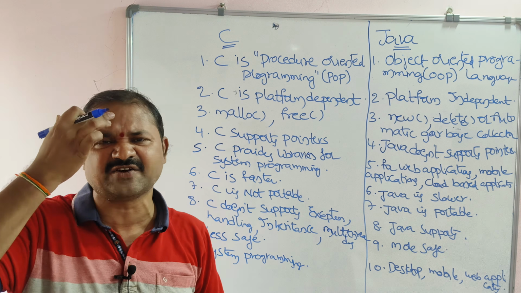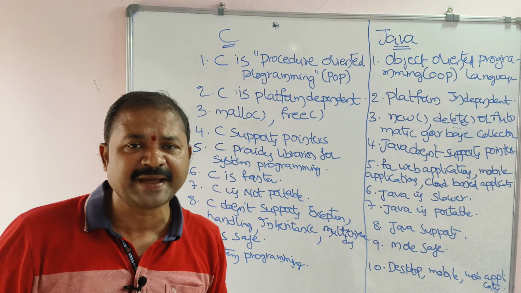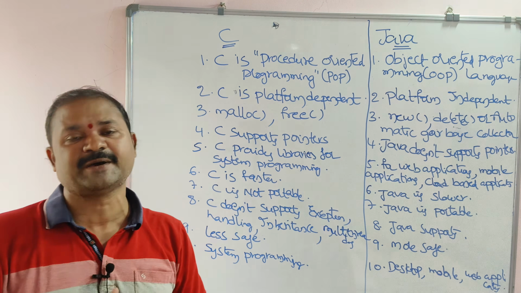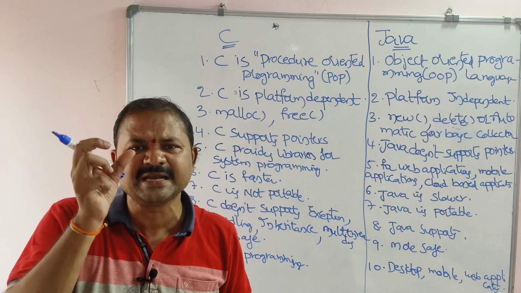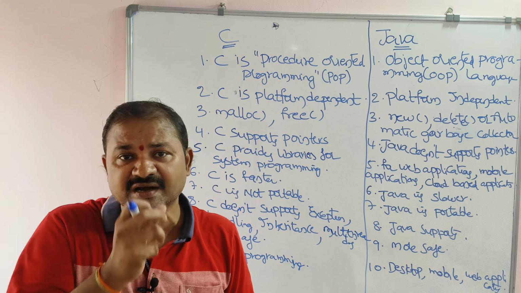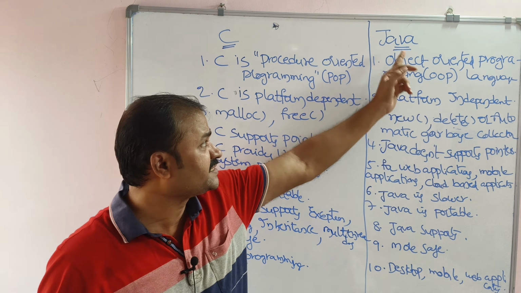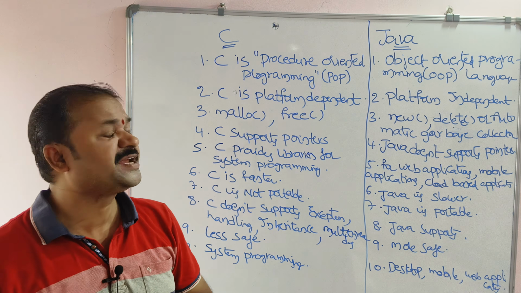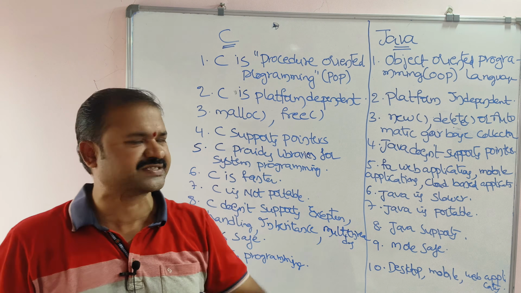A function contains a set of statements. Functions are mainly useful for reusability purposes. So C is completely based on functions. Here the more preference will be given to functions, whereas Java is an object oriented programming language.